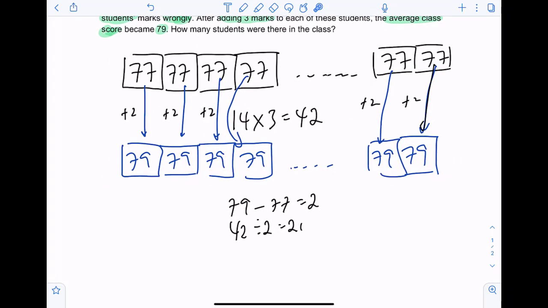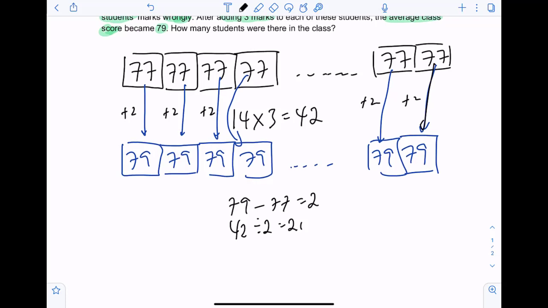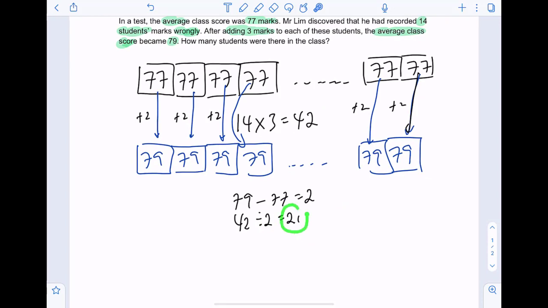So this is essentially a 3-step problem whereby you find out the total that you're adding, find out the difference in average, and take the difference in total, divide by the difference in average to find the number of students. Answer for this question, 21 students.